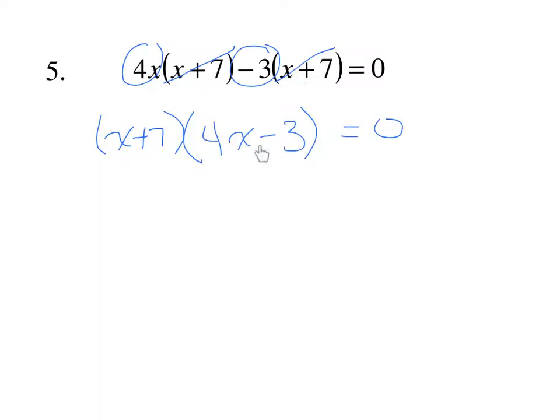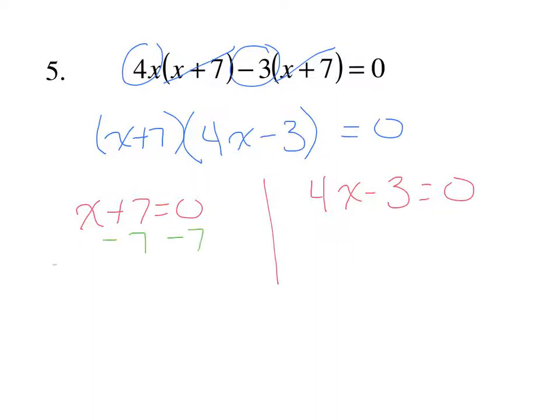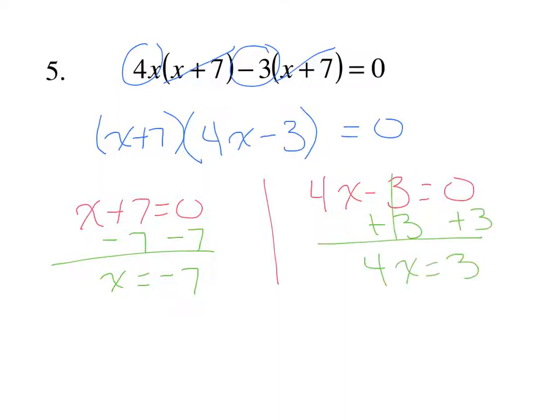Now we're going to make our small equations, our little equations. So we're going to have x plus 7 equals 0 and 4x minus 3 equals 0. To solve for x here, subtract 7 from both sides, and we get x equals negative 7. To solve for x here, first we're going to add 3, then we'll divide by 4. So add 3, and then divide by 4. So our solutions are x equals negative 7 and x equals 3/4.